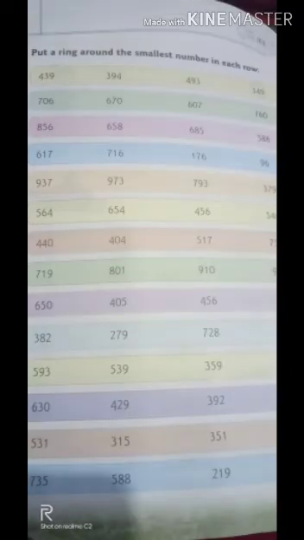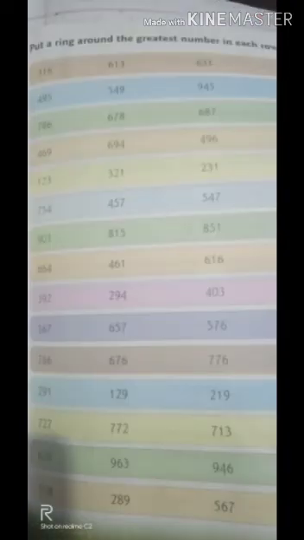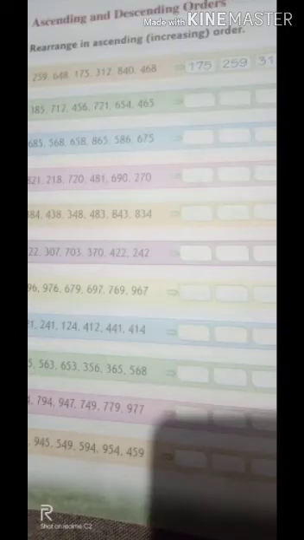This way children, if you have any problem related to these questions, you can chat with me in our WhatsApp group. So children, you see page number 40 and page number 41. You can take another example of the smallest number: 706, 670, 607, 760, 577. Among these numbers, 577 is the smallest number.